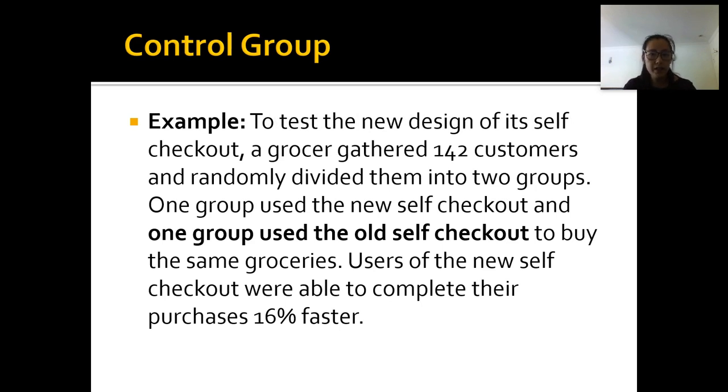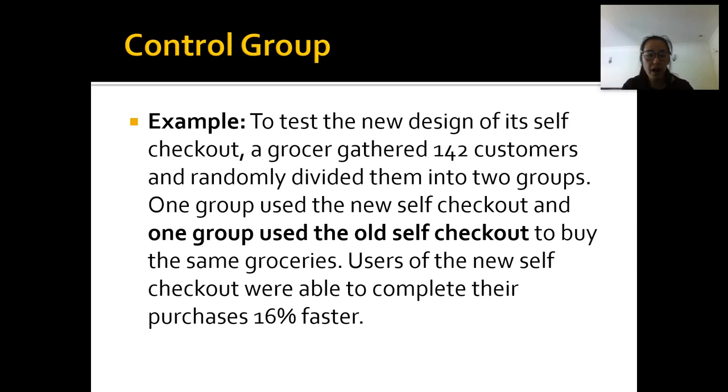To test the new design of its self-checkout, a grocer gathered 142 customers and randomly divided them into two groups. One group used the new self-checkout and one group used the old self-checkout to buy the same groceries. Users of the new self-checkout were able to complete their purchases 16% faster. So what is the control group in this scenario?